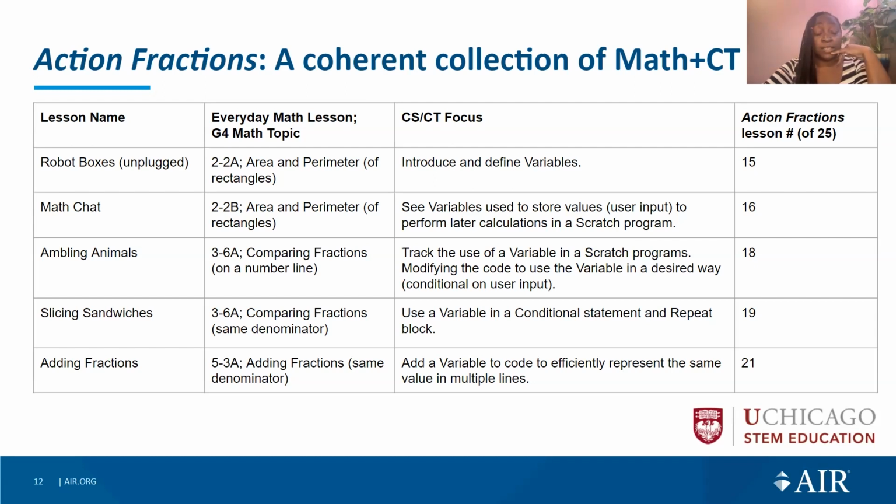Right, so these lessons that we're going to look at today, we're going to look at robot boxes, which is an unplugged introduction to variables. We did this in math. You'll see in that second column, right after kids were talking about area and perimeter of rectangles. So we thought that would be a good place to put that in. And then the rest of the lessons come during the fractions work that kids do in 4th grade. And so you'll see those fractions context as we go on.